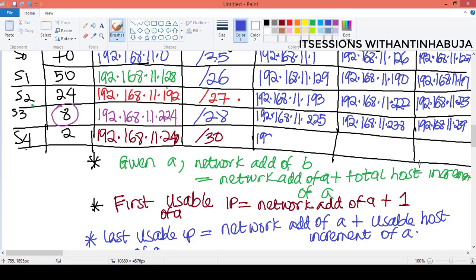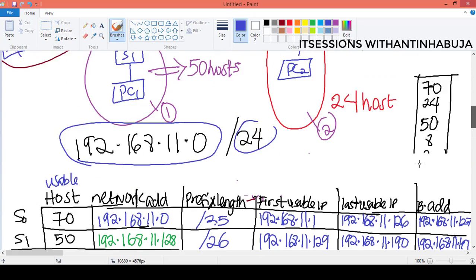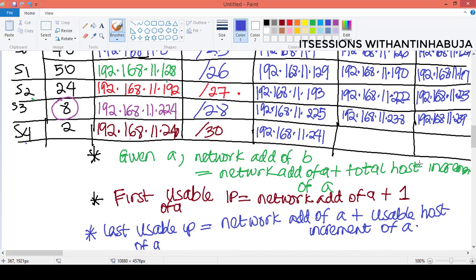So 192.168.11.241. Then our last usable IP address will be the usable host increment plus the network address, and that's 2. So we add 2 to it. That's 192.168.11.240 plus 2, and that's 192.168.11.242. And then our broadcast address, of course, will be 192.168.11.243. So that's just it.